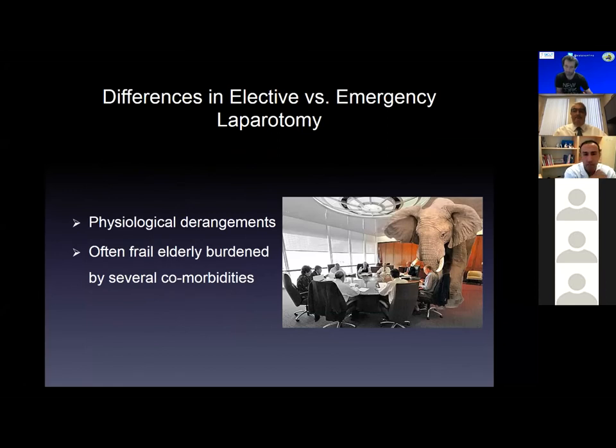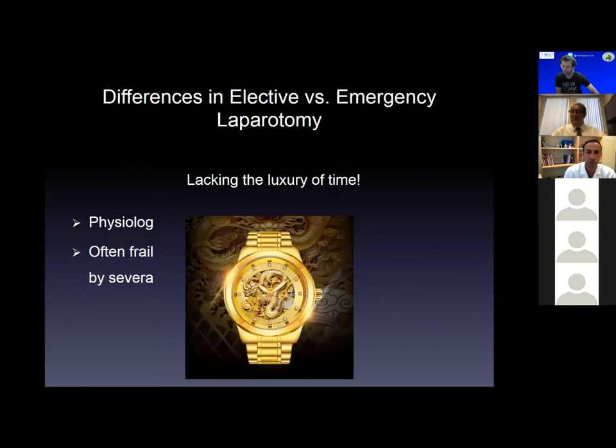And when it comes to these cases, patients that are subjected to emergency laparotomy often present with a physiological derangement. They are often older and burdened by several comorbidities, which we have to take into account. And there's another difference between the emergency laparotomy and elective laparotomy. This is the lack of time to optimize the patient, and they tend to come in mostly during the night when the best team is not available and there are other things going on in the hospital that obviously take time from these patients.